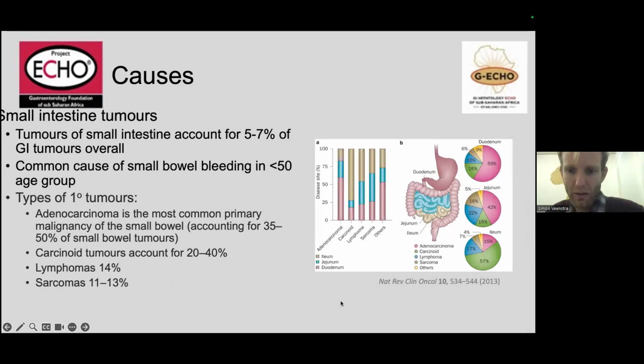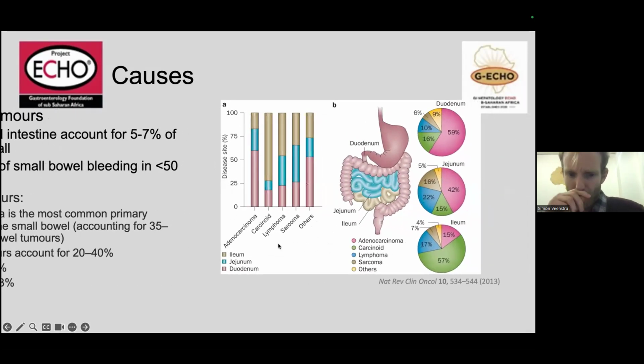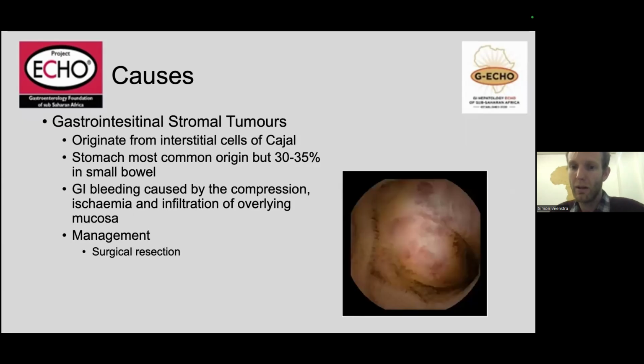This is quite a nice little graphic which shows the distribution of these tumors. So adenocarcinomas are generally found proximally in the duodenum and proximal jejunum. Carcinoids are generally found in the terminal ileum, and lymphomas in the jejunum and ileum as well, whereas sarcomas are distributed relatively evenly across the small bowel.